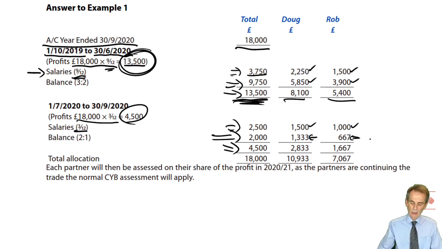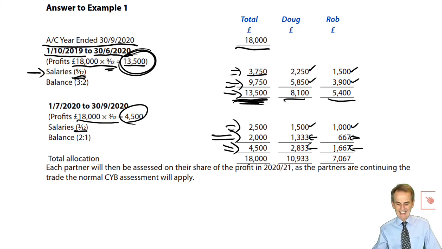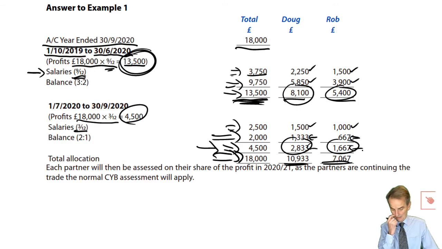Well, again, just cross-check. 1,667 plus 2,833 allocated to each of the partners. Does that come to our grand total, £4,500? Yes, it does. At least if my maths is correct, it does. We've got the whole £18,000, therefore, that we see here. And if we add 8,100 and 2,833, 10,933 for Doug, and for Rob, 5,400 and 1,667, 7,067. Add those two cross-cast back, and we get our £18,000.